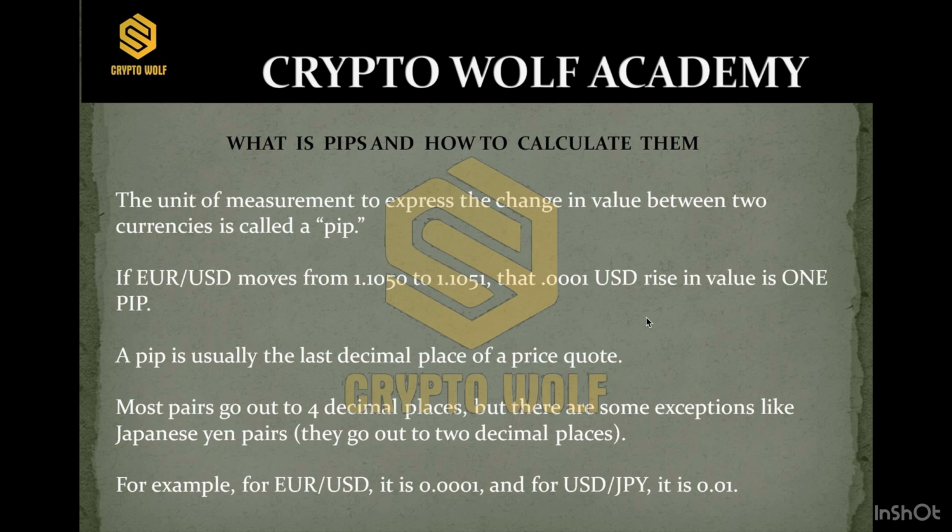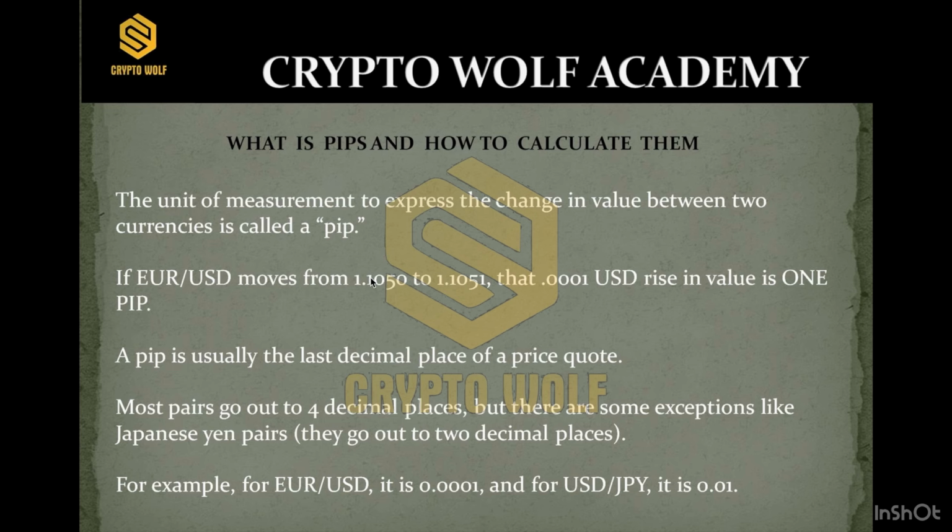So pips, for major pairs, are calculated at 0.0001, right? Excluding USDJPY and gold, because those ones are two decimal units. But for other major pairs, it's usually four decimal units, right? So to calculate them, the value for one pip is usually 0.0001, right? So a pip is usually the last decimal place of a price quote.